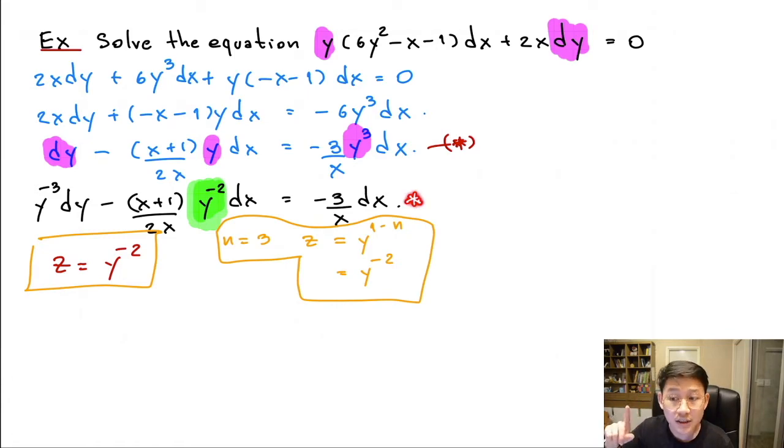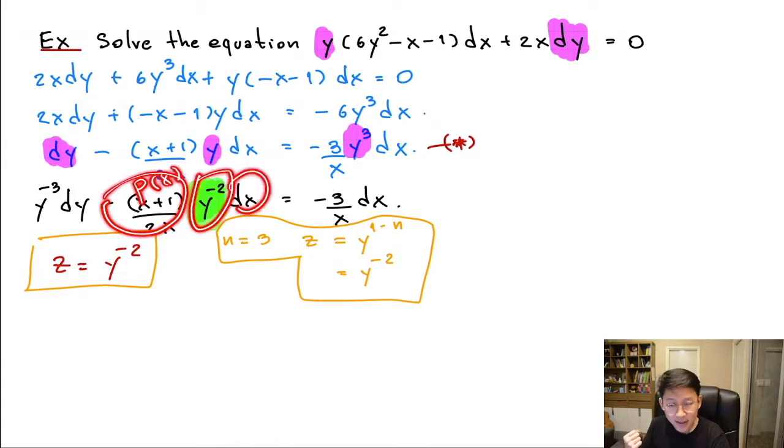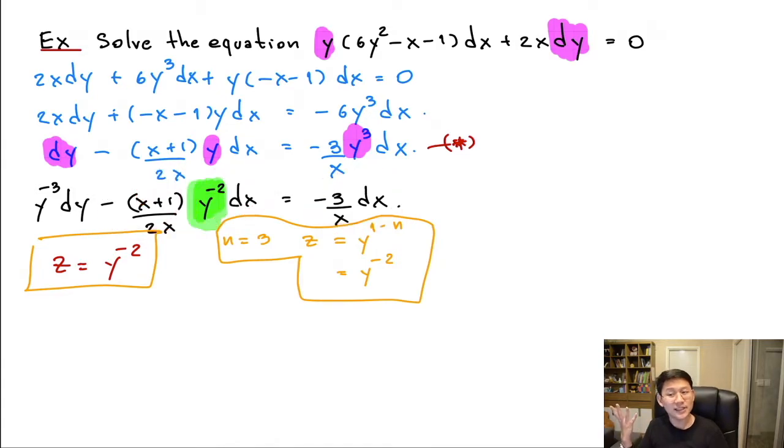If you just be reasonable, you know that you want this equation to be linear in z. So you need to eliminate y, so you need to change this guy to z. Make sense? So that it will be like p(x), and then z, and then dx, and then q(x). Make sense? So if z is y to the power of minus 2, we have that.